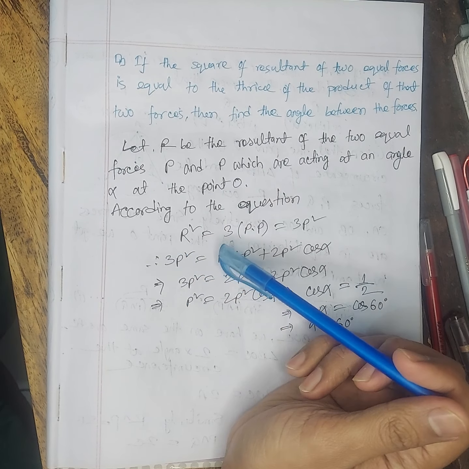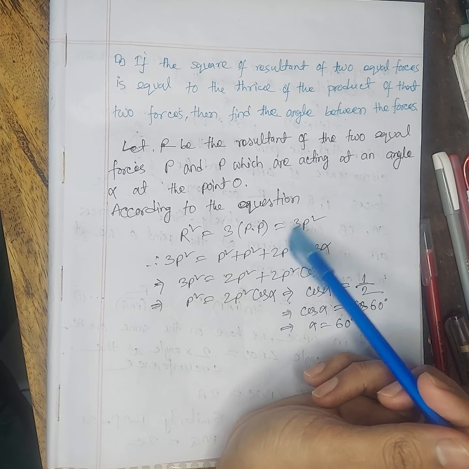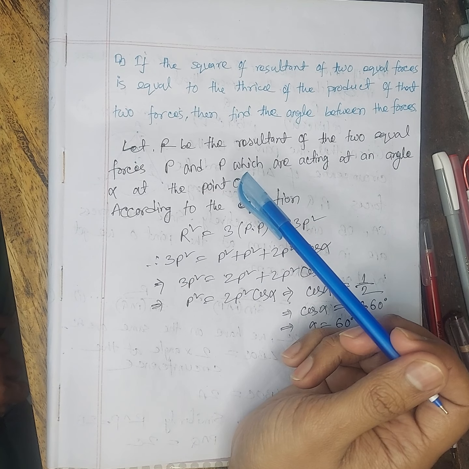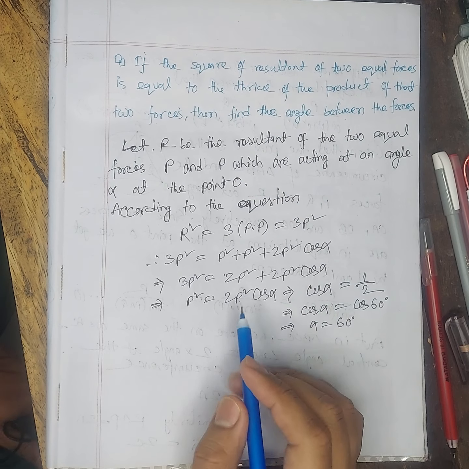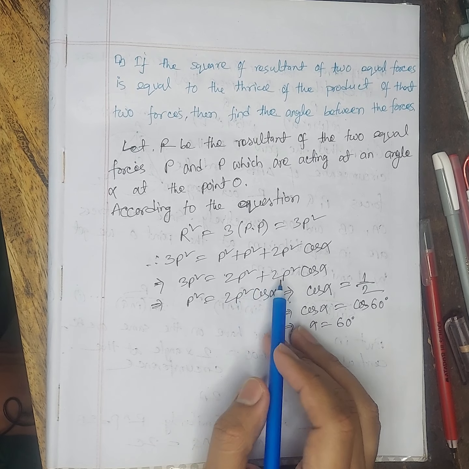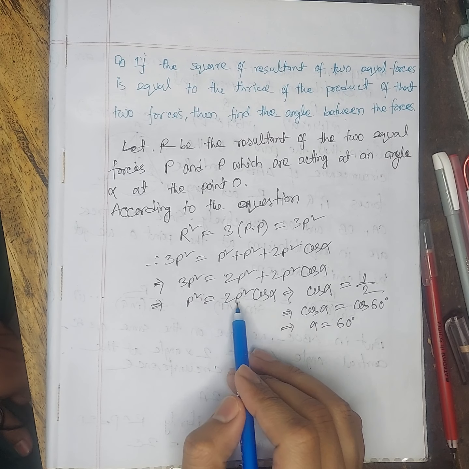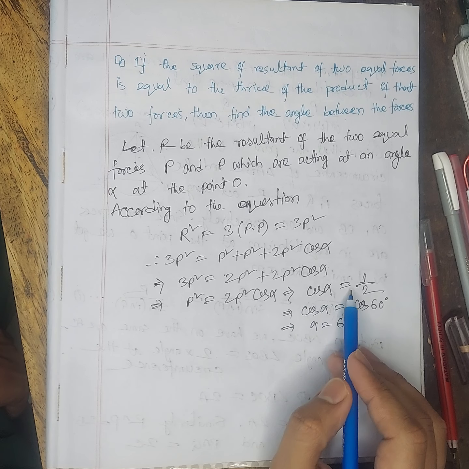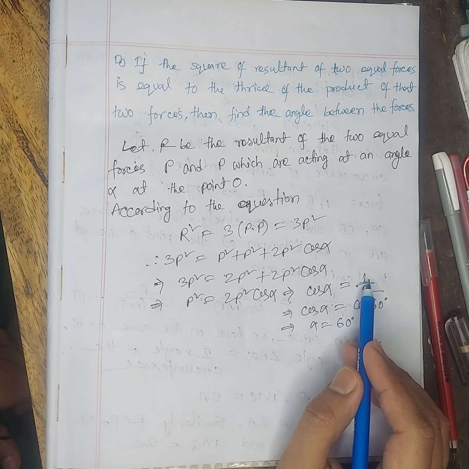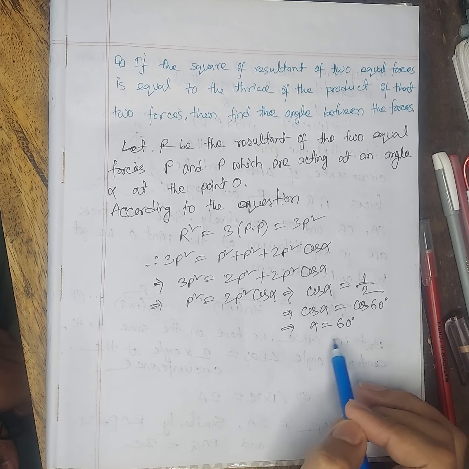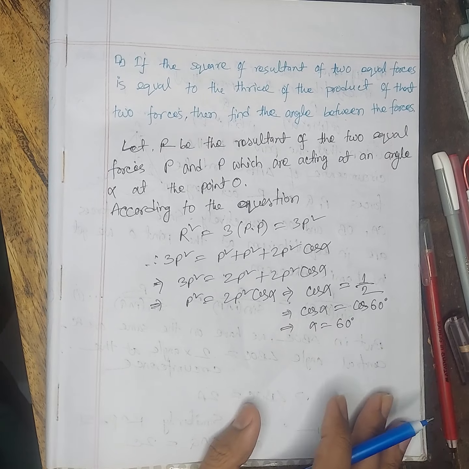R square is equal to 3 times P square, which is 3P square. So 3P square is equal to P square plus P square plus 2P square cos alpha. From here we find P square is equal to 2P square times cos alpha. So cos alpha is equal to 1 divided by 2. So cos alpha is equal to cos 60. So alpha is 60 degrees.